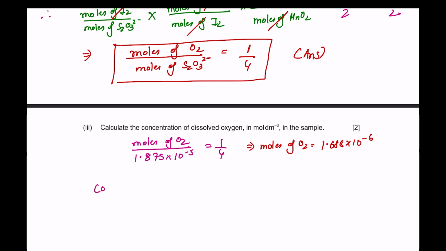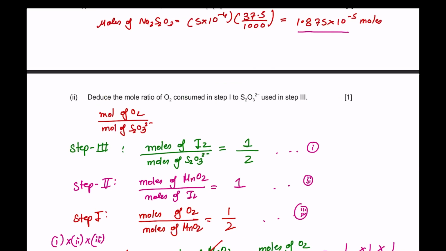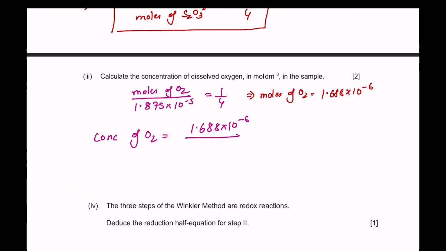Now we have to find the concentration of O2. This is moles by volume, so 1.688 times 10 to the power minus 6. The volume of the solution was taken as 25 cm³. So we have to divide by 25 times 10 to the power minus 3 because we are converting cm³ to dm³. Upon solving, what we will have is 1.875 times 10 to the power minus 4 mol per dm³. This is the answer.